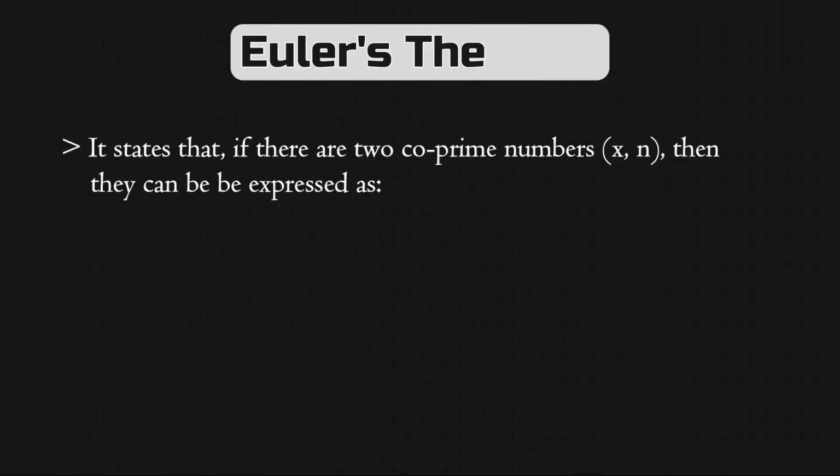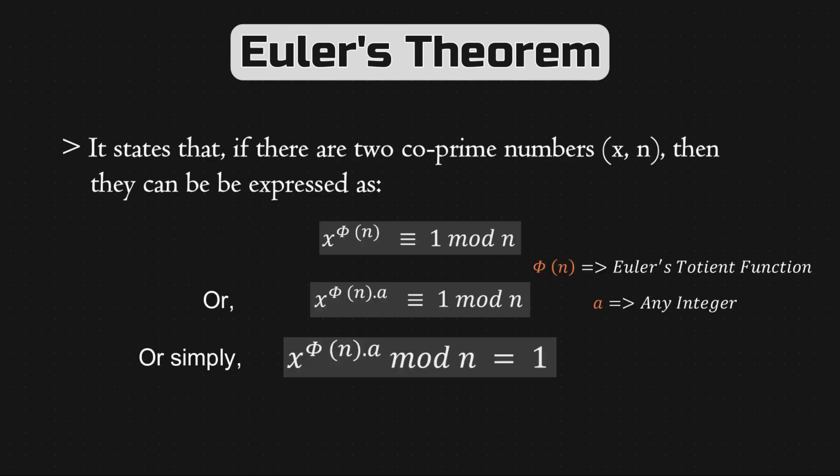So Euler's theorem states that if there are two coprime numbers, let's say x and y, which simply means the GCD of them is 1, then they can be represented in this below mentioned form. Don't mind the symbol in the exponential power, we will see what it means later. For now, just note that mod here is the same mod operator we use in programming, which represents the remainder result, and a is any integer.